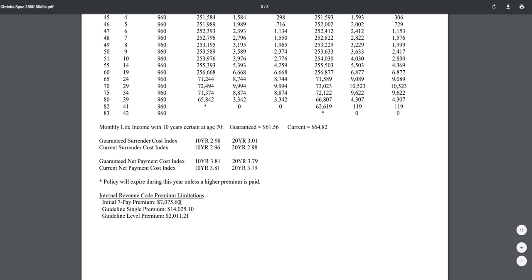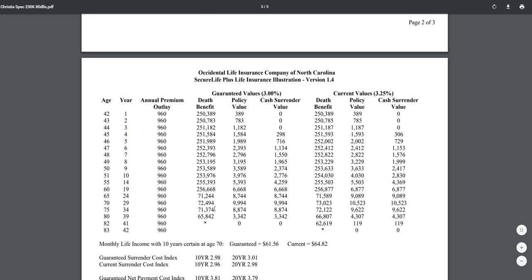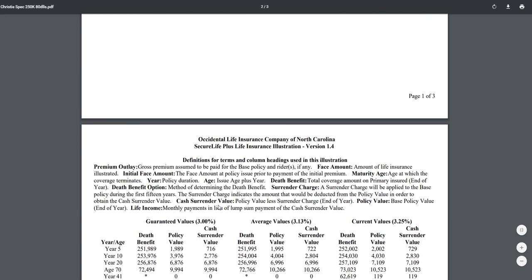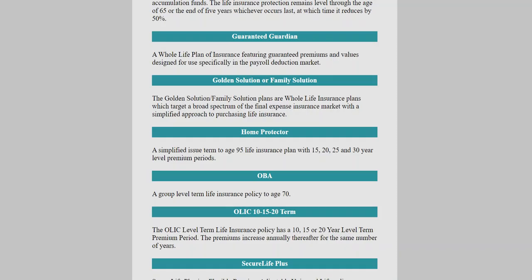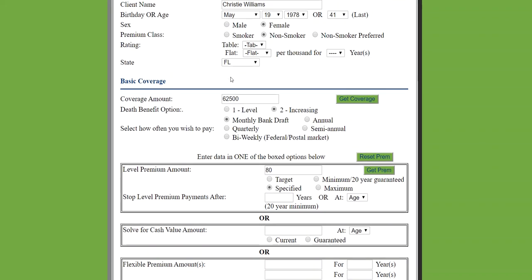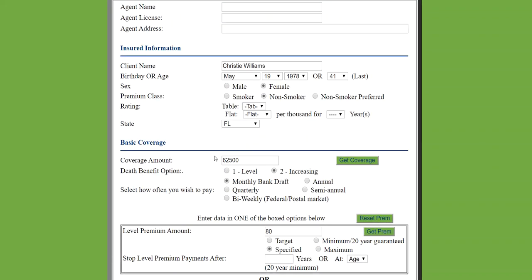But you've got to be aware that the customer can change the premium anytime, flexible, and if they want the ability to deposit more into the policy, the UL premium needs to change. The UL premium, the higher the coverage amount on UL, the higher the maximum will go. Thank you. That is what I got today for the Secure Life Plus product with Occidental Life.